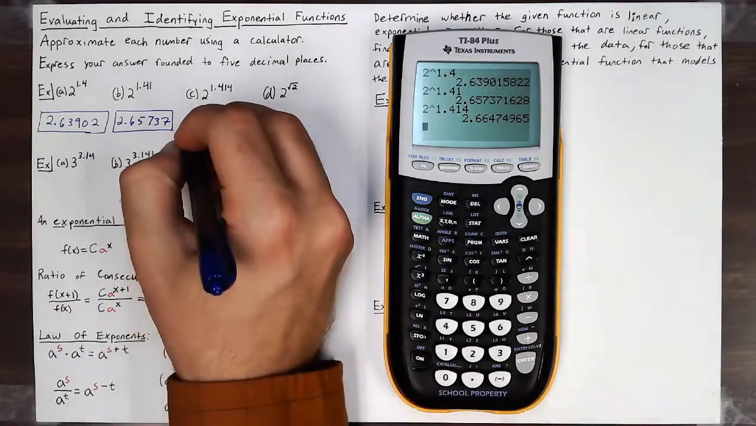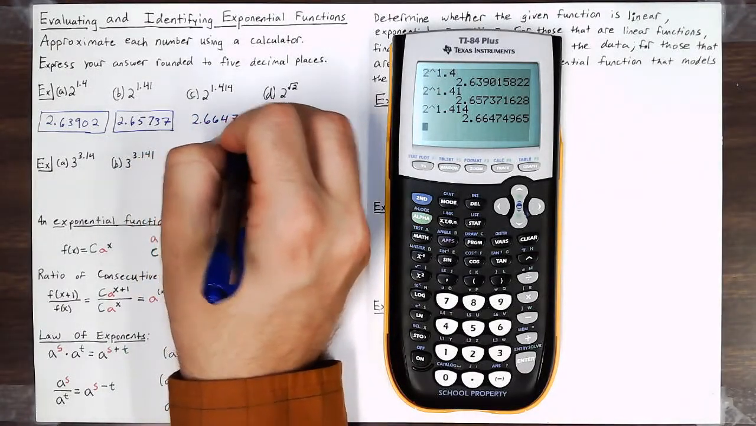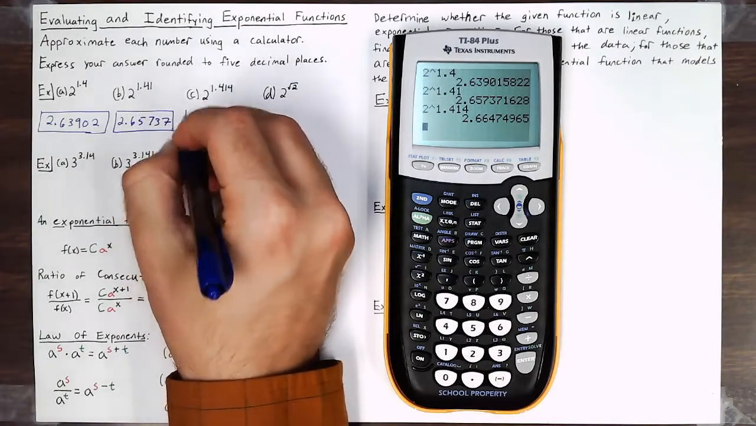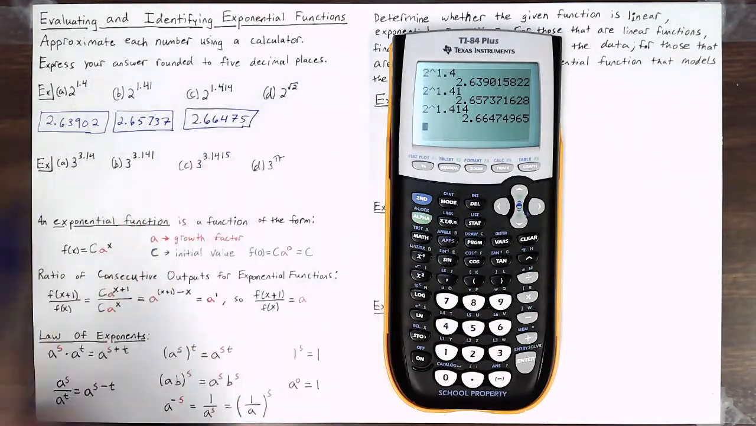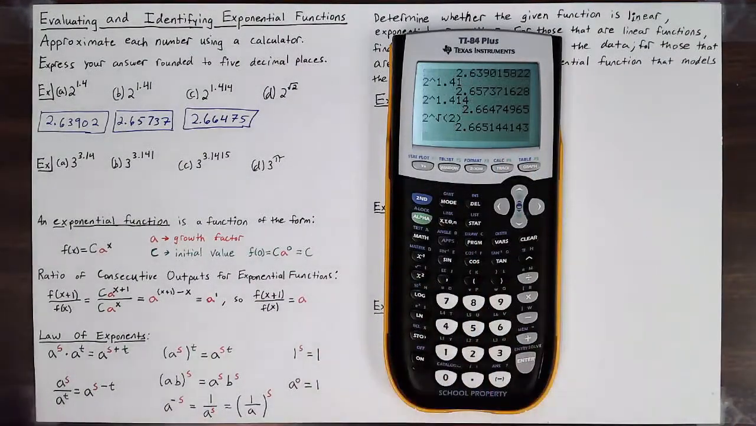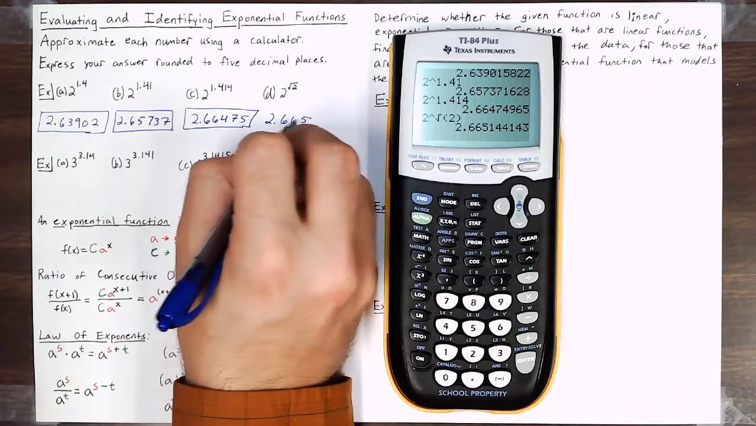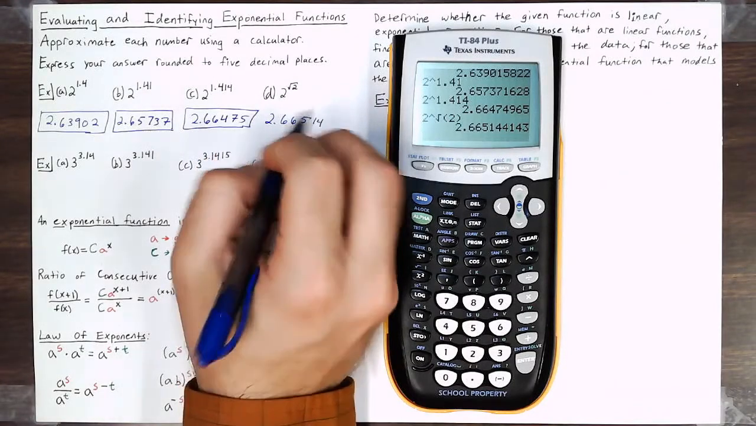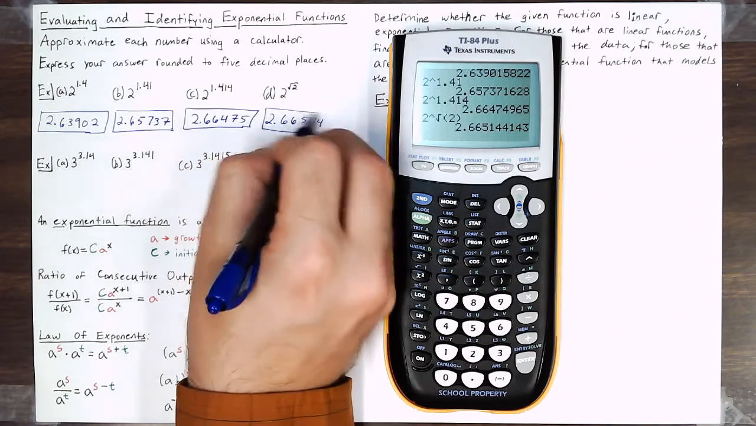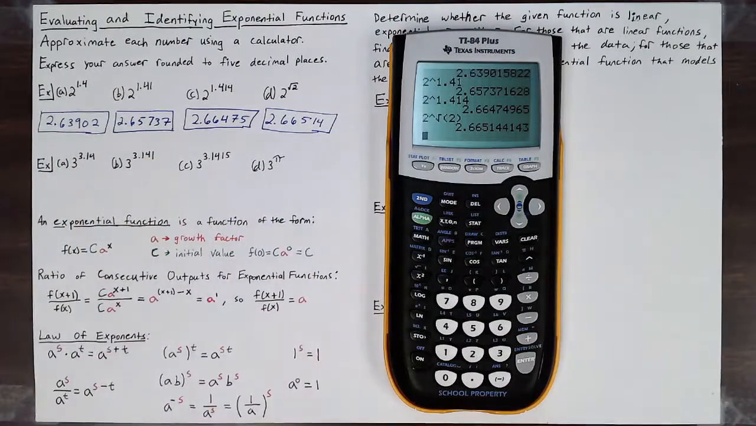Now 2 to the 1.414. We get 2.66475. And lastly, we can also do 2 to the square root of 2 power, which would be 2.66514. So you'll see just small changes in the exponent can definitely change your output by a good bit. So make sure you're being as accurate as you possibly can with your exponents so that you can get a more accurate answer.